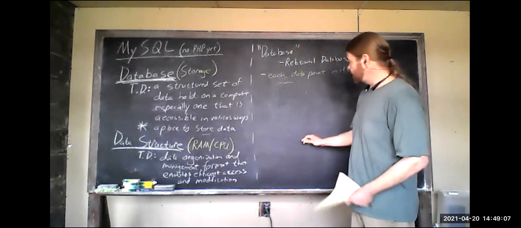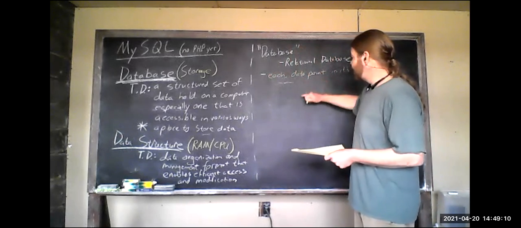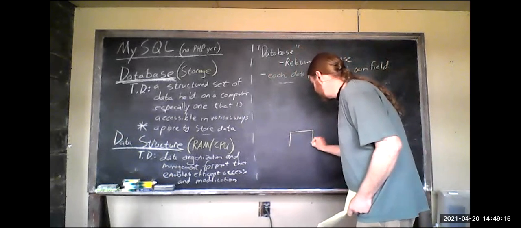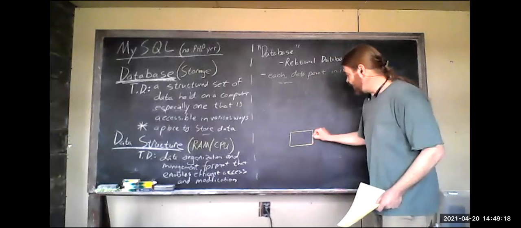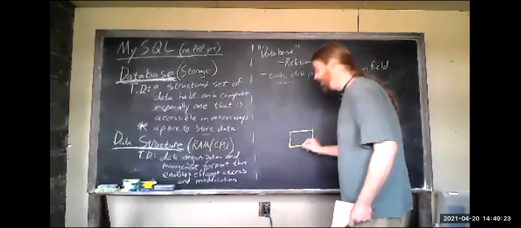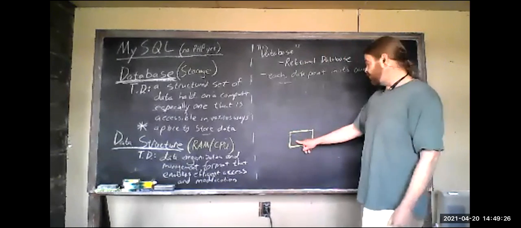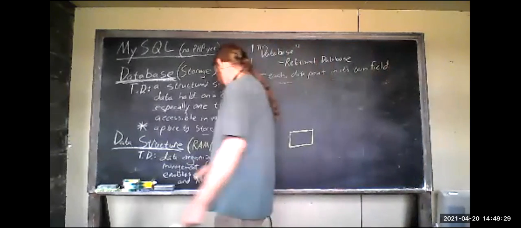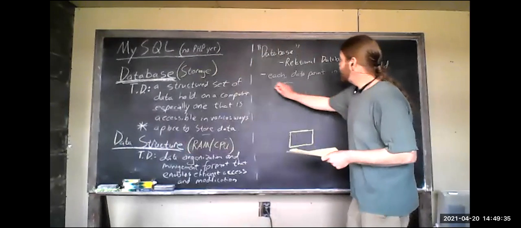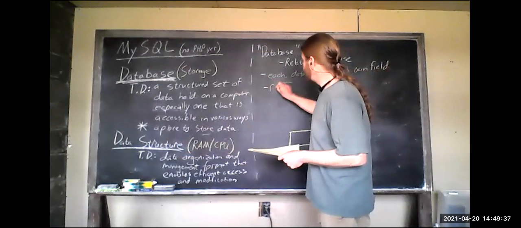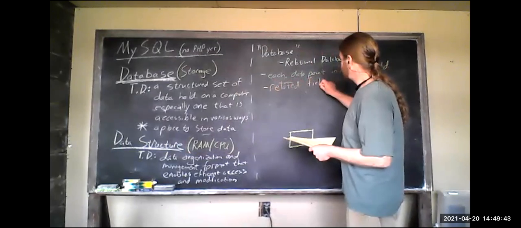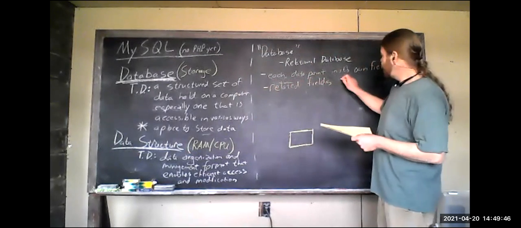So I'm going to draw a picture. 1, 2, 3, 4. Hopefully I have room down here. Each data point gets its own little box, its own little case. Every data point is separate from every other data point, and we call that a field. Then related fields link into records.